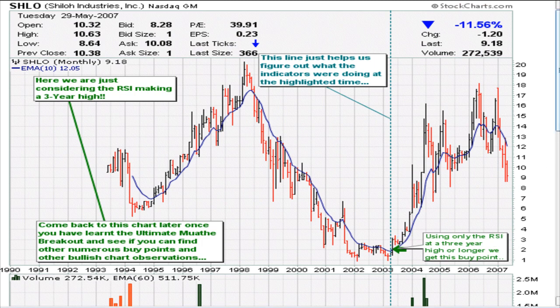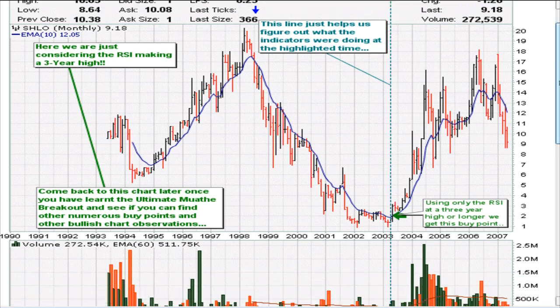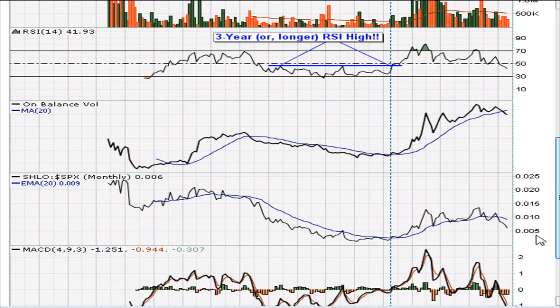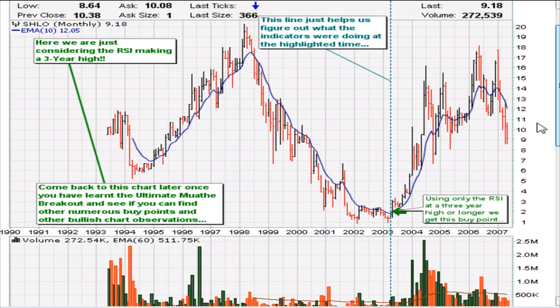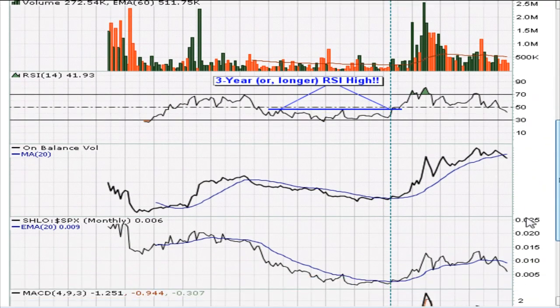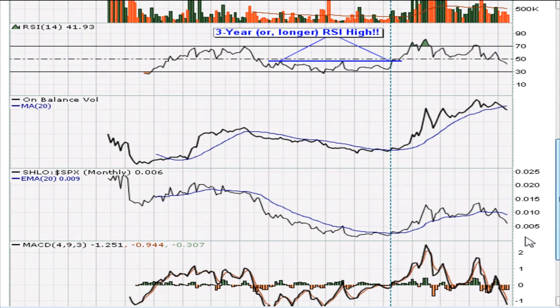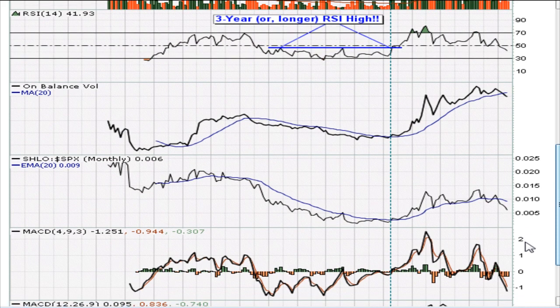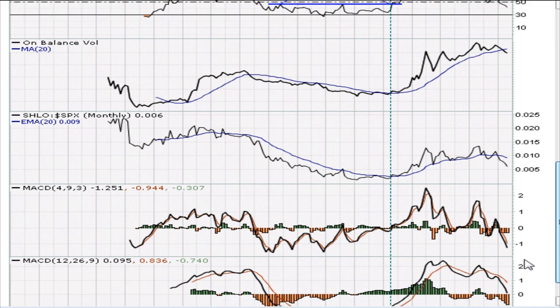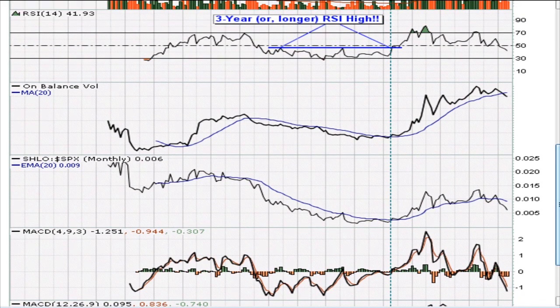I don't think so. Now this dotted line here that I show here, watch that line, because it tells us what the stock was doing when I issued, or when we were looking at this. And so now we look at that dotted line. Okay, look at the dotted line, follow it, and you'll see that the MACDs and the RSI were doing precisely what we want them to do.